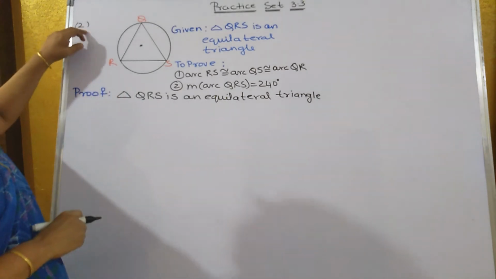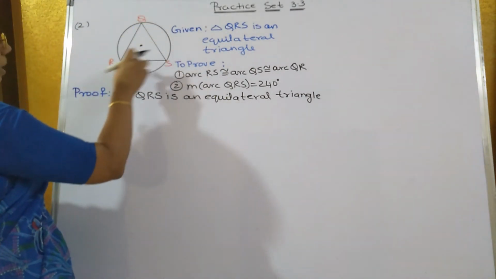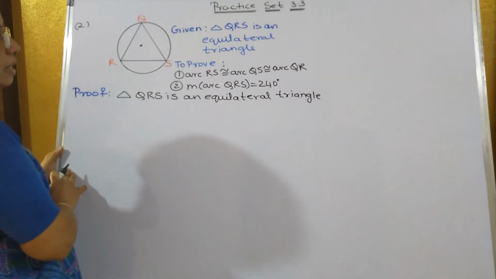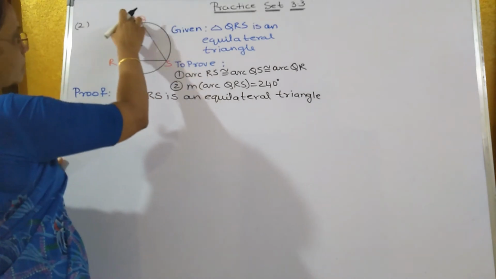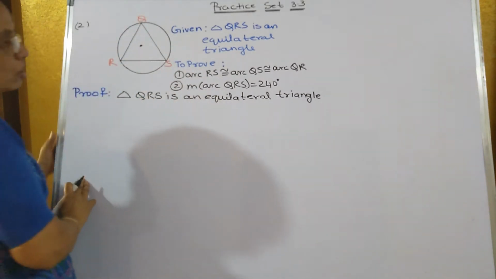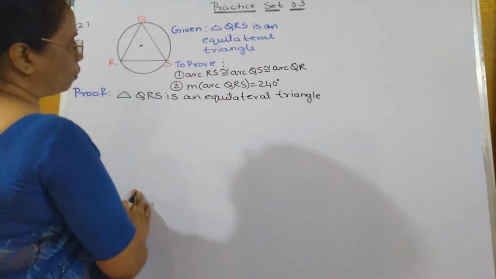Question number 2, sum number 2 of practice set 3.3. It is given that triangle RQS is an equilateral triangle, and we have to prove that all the three arcs, that is RS, QS and RQ, are congruent to each other, and the measurement of arc QRS is equal to 240 degrees.